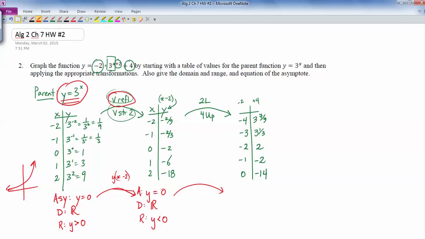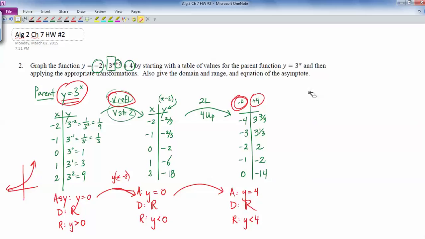And then for the third thing, I got to subtract 2 from the x's and add 4 to the y's. So instead of my asymptote being at y equals 0, it's now y equals 4. And instead of my range being everything below 0, now the range is going to be everything below 4. The domain, if I take all real numbers and I just subtract 2 from them, I'm still going to get all real numbers. Okay, so now let's graph this thing.